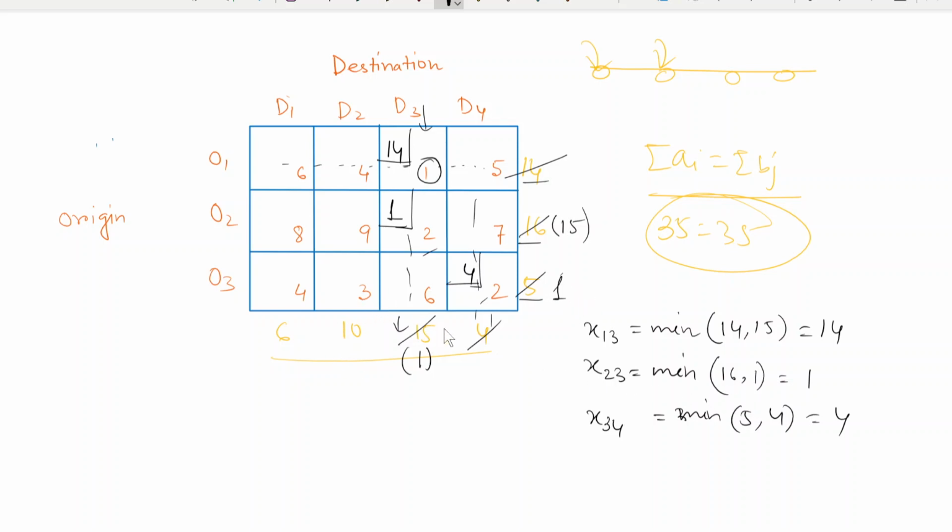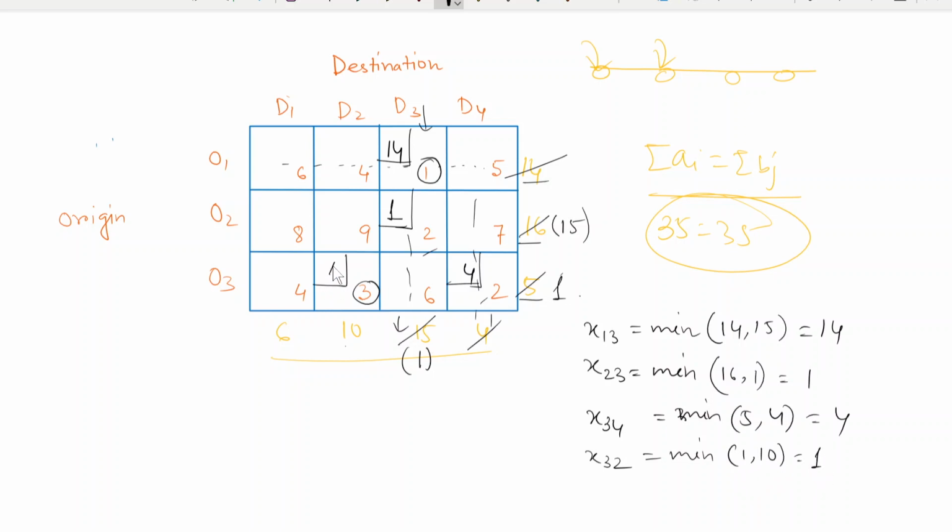Now we find the next minimum element in the matrix. The next minimum element in the matrix is this 3, so we allocate here, and this is the variable x32. x32 is equal to the minimum of 1 and 10, so this is equal to 1.